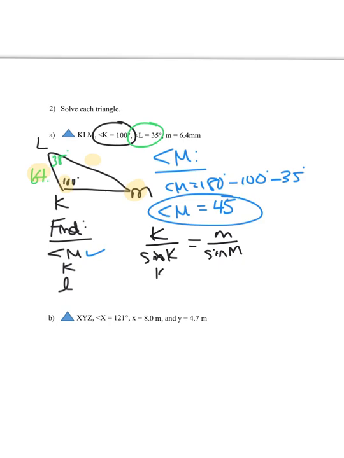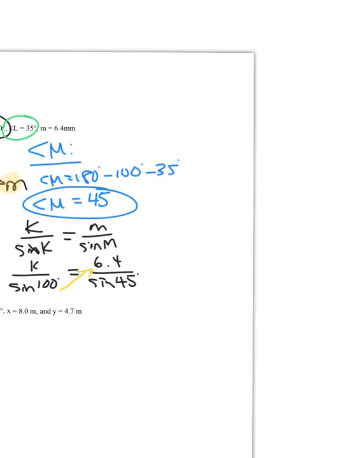Okay, so let's plug in here. Sine K is 100. Little m we have over here is 6.4, and sine of big M is 45. So when we go to solve that and rearrange, we're going to multiply the sine 100 to the top on the other side. I have k equals 6.4 times the sine of 100 over the sine of 45.